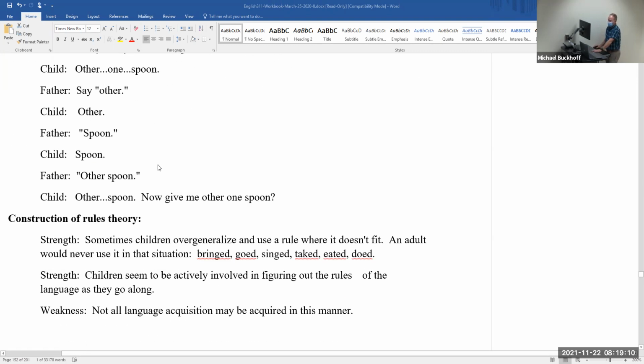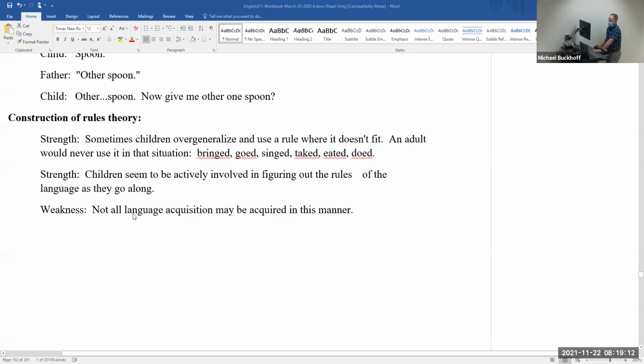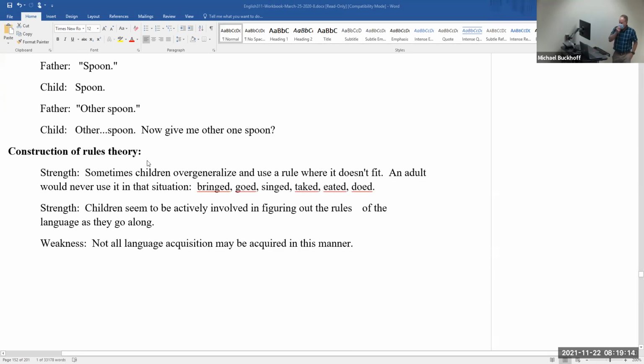And then you have the constructions of rules theory. This is the third theory. It basically says that children use the environment, and from the environment, they seem to construct the language as they go along. That helps explain why some of how the children communicate or speak might be different from what they hear in the environment. So children are actively involved in constructing the rules of language as they go along. That would be a definition for that one.